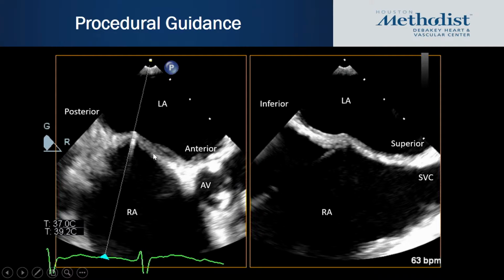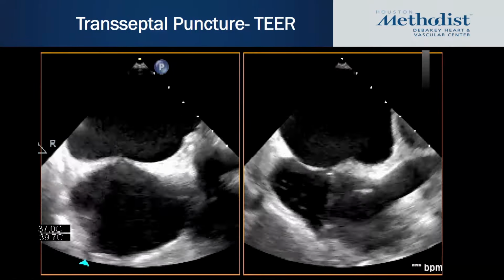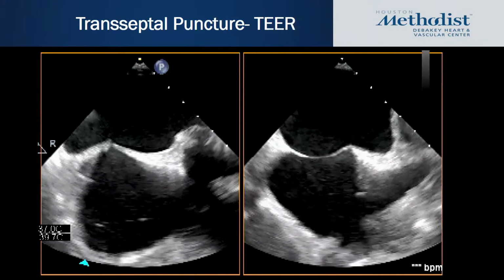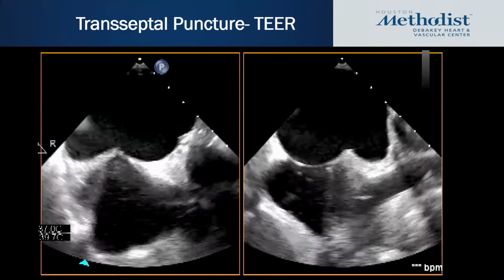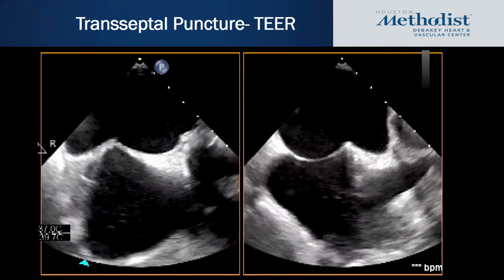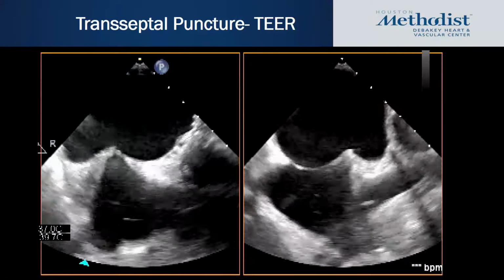The ideal transseptal puncture site for a mitral clip procedure is superior and posterior and about 4 centimeters above the mitral valve annulus. Again, this is biplane imaging showing that transseptal needle and that tenting resulting from the transseptal needle right before the puncture is performed. And the location is confirmed by 2D imaging.